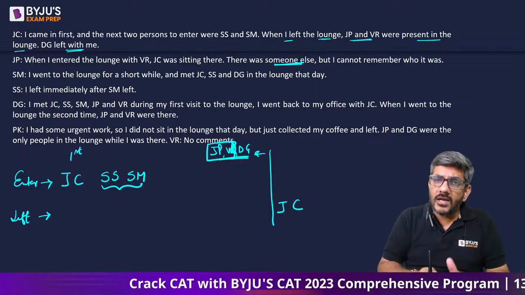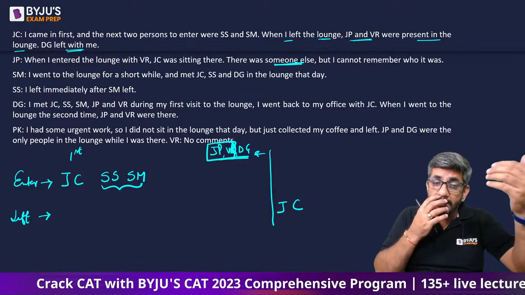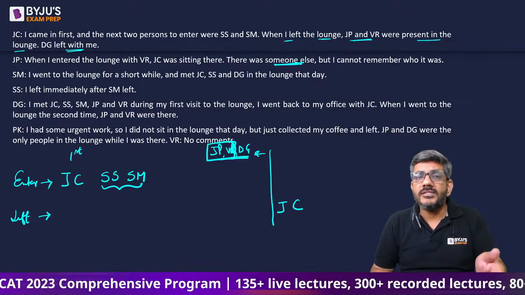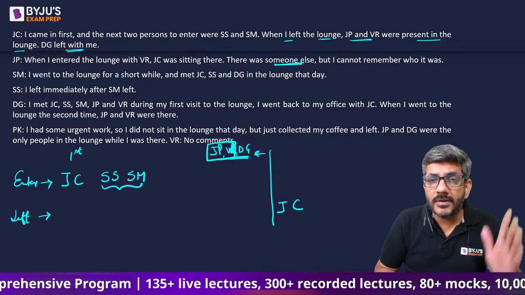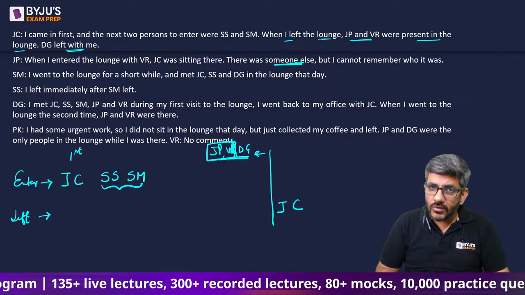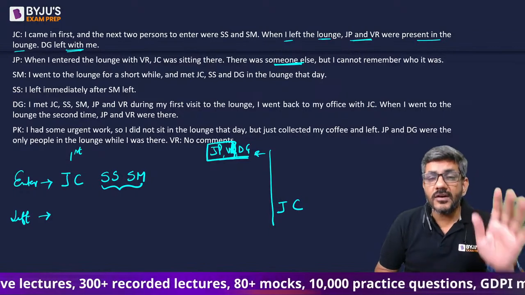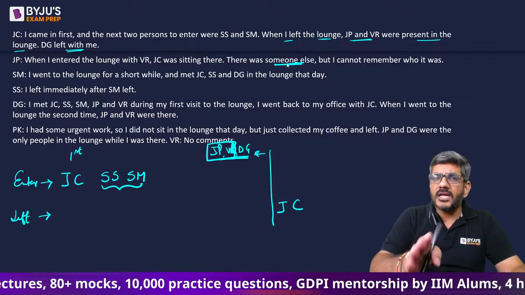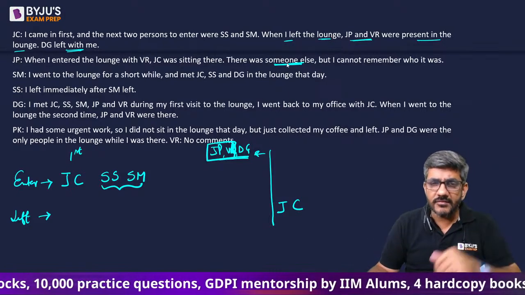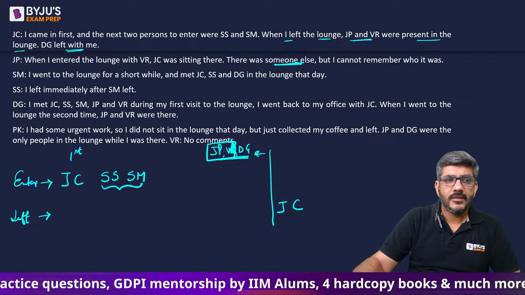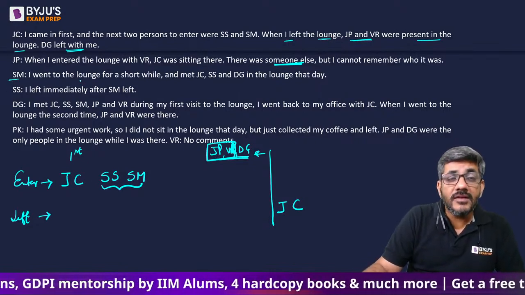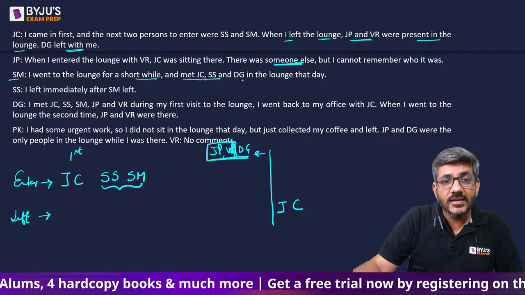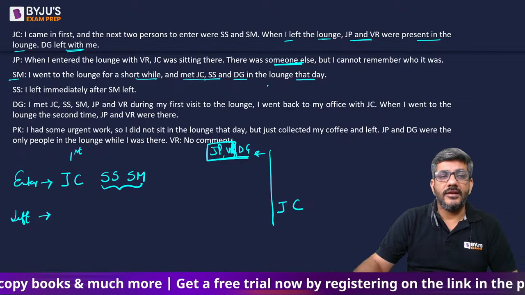भाई जेपी और वीआर आए होंगे तब तक एसएस और एसएम में से एक आदमी तो जा चुका होगा, because if both of them were present, so how could JP say that I had only one more person apart from JC? तो उसको एसएस और एसएम दोनों नजर आते वहां पे। So at least one of SS and SM must have left before JP and VR came. But I cannot write this information currently, so I'm just leaving it aside. आगे बढ़ जाते हैं। SM क्या कहता है? I went to the lounge for a short while and I met JC, SS and DG in the lounge that day.